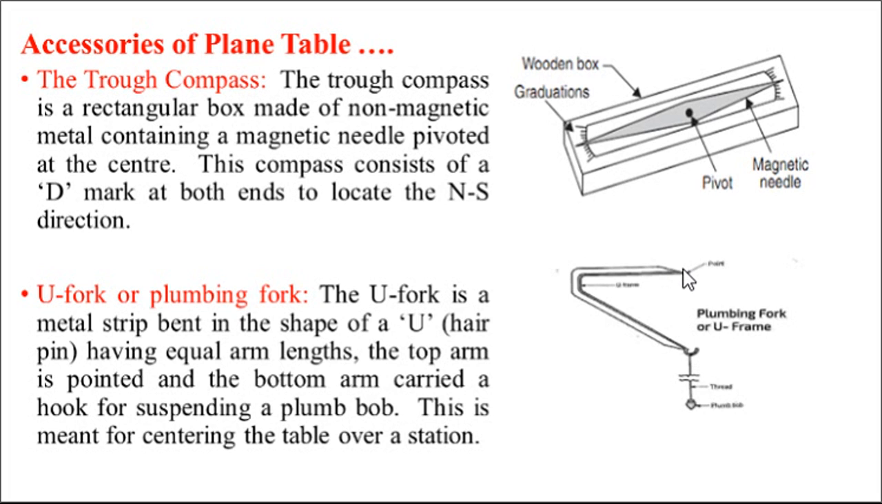Now see, this is the pointed end and this is the hook where the plumb bob is attached. So while transferring the ground point on the drawing sheet, we have to use this particular U fork or plumbing fork.